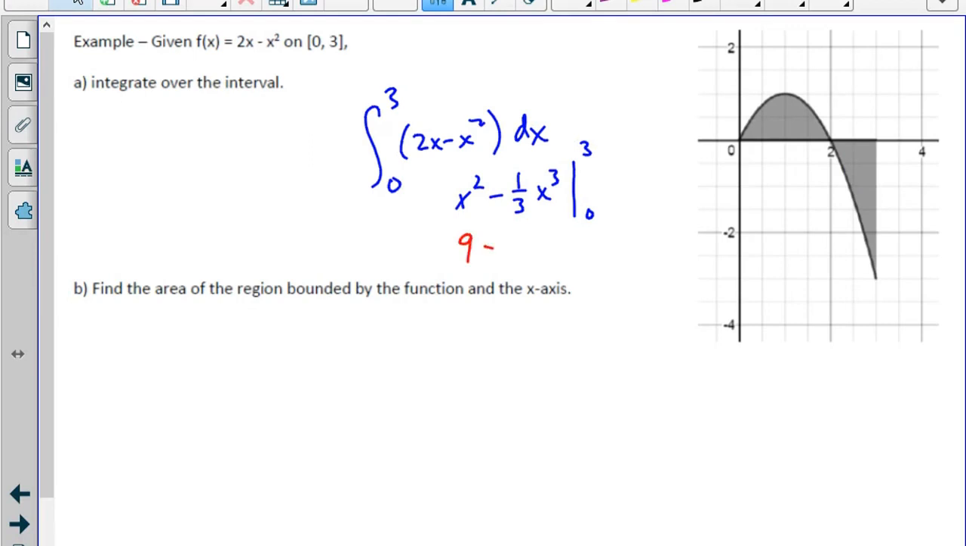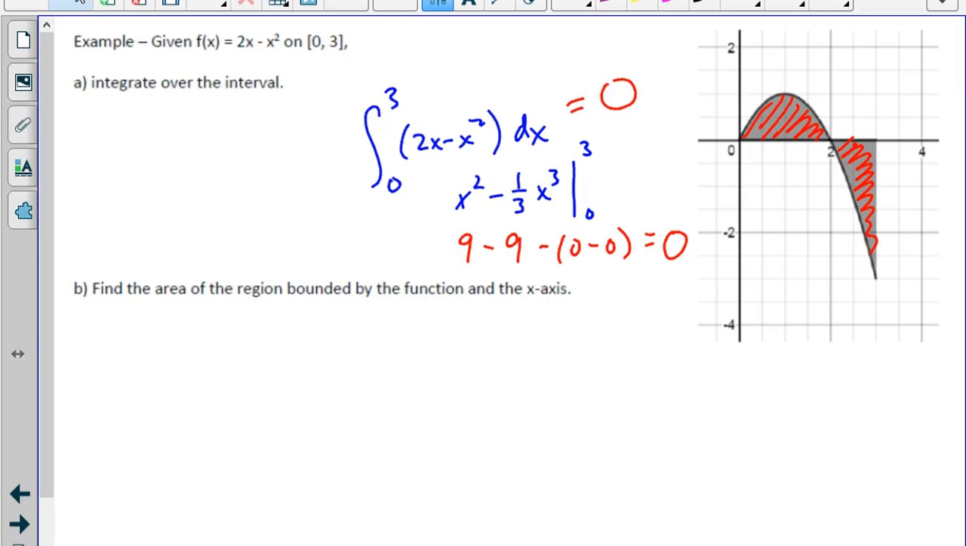So I'm going to substitute values in. I get 9 minus 27 over 3, which is 9. And then I can subtract what happens when I substitute in 0. So 9 minus 9 is 0. So the integral of this from 0 to 3 is 0. That's clearly not the actual area that we have, but it is the integral. So notice that integrals are actually signed areas. So this would be like a plus something, and this would be a minus something. And those pluses and minuses actually end up canceling out.